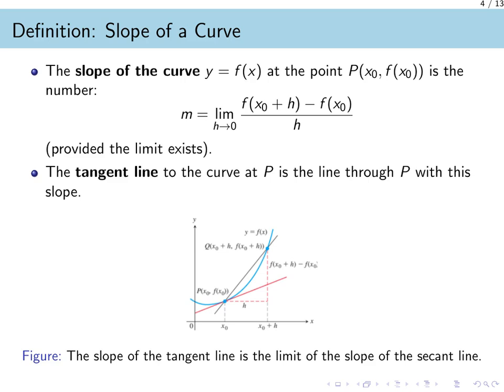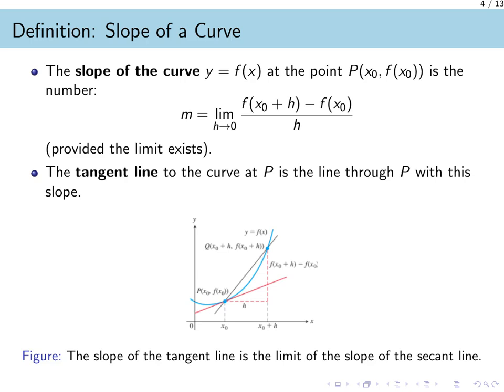To find the exact slope at a point P, we look at the slope of a secant line that passes through P and a nearby point Q. We then imagine sliding Q along the curve, bringing it closer and closer to P. The slope of the curve is defined as the limit of these secant slopes as the horizontal distance between the points, which we call h, approaches 0. Mathematically, the slope m is the limit as h approaches 0 of the fraction with f of the quantity x0 plus h minus f of x0 in the numerator and h in the denominator.